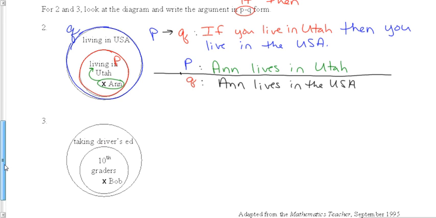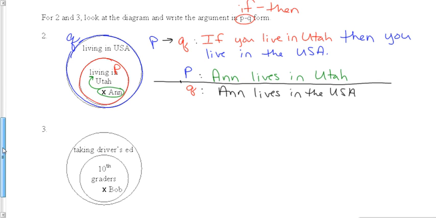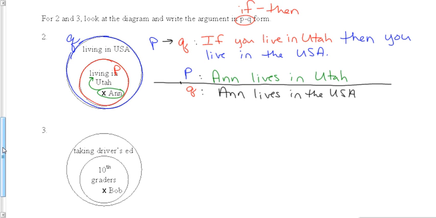Next one, I would like for you to try this one as well. So again, we're putting this in PQ form, which is if-then form. The first one is very general about the Venn diagram. The second statement is very specific about Bob and where he is. The third statement is what we know from where Bob is located. So please pause the video now and do number 3.